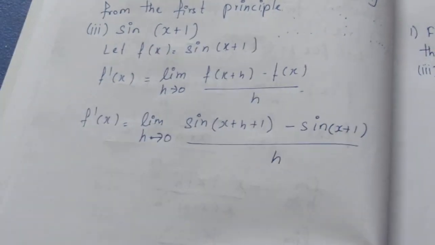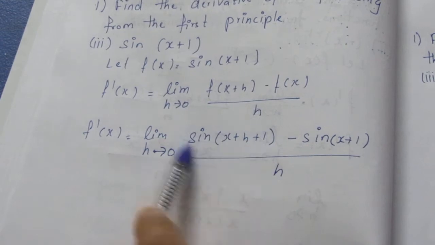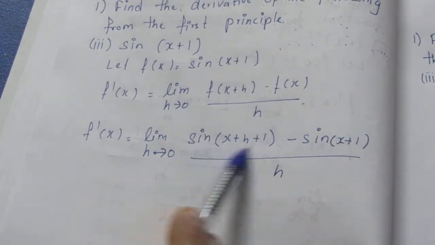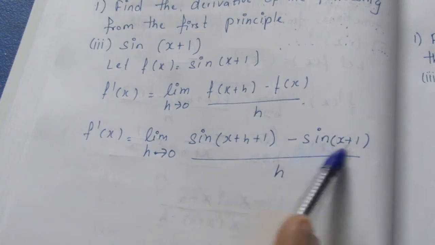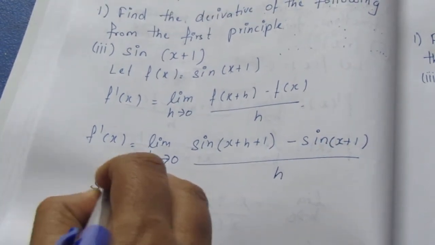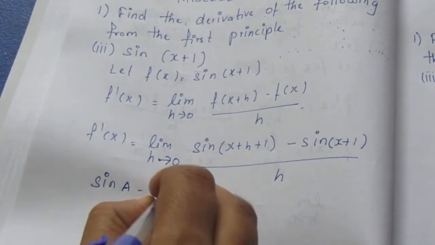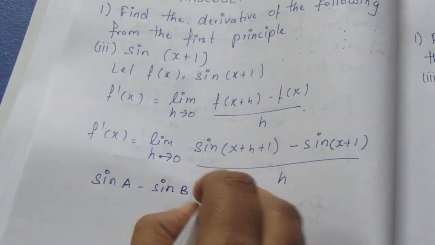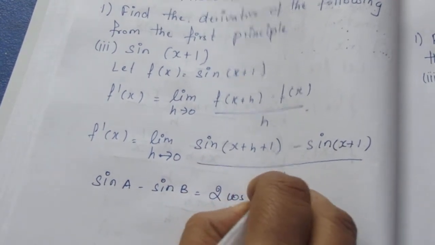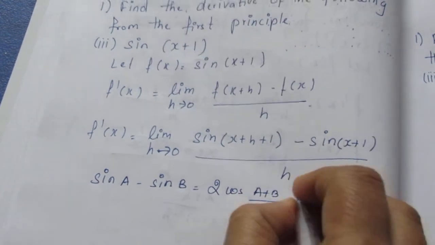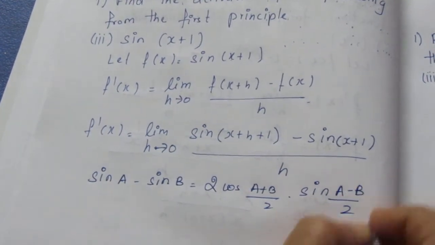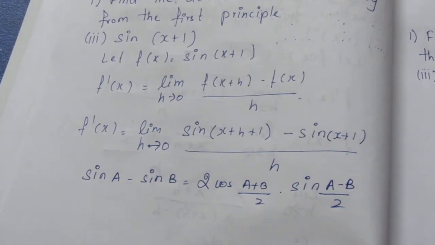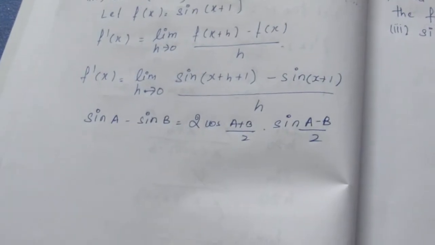Now to solve this, it is in the form of sin a minus sin b. So I am taking this as a and this as b. The formula for sin a minus sin b, which we have learnt in trigonometry, is 2 cos of a plus b by 2 into sin of a minus b by 2. This is the formula for sin a minus sin b. I am going to use this formula on the numerator.